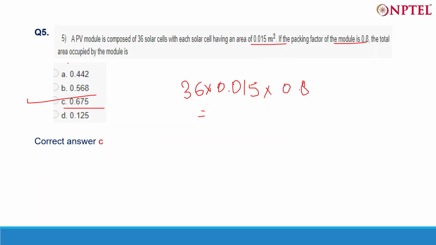Before this, oh sorry, this is 0.8 divided by 0.8. I just remembered, this is 0.675.